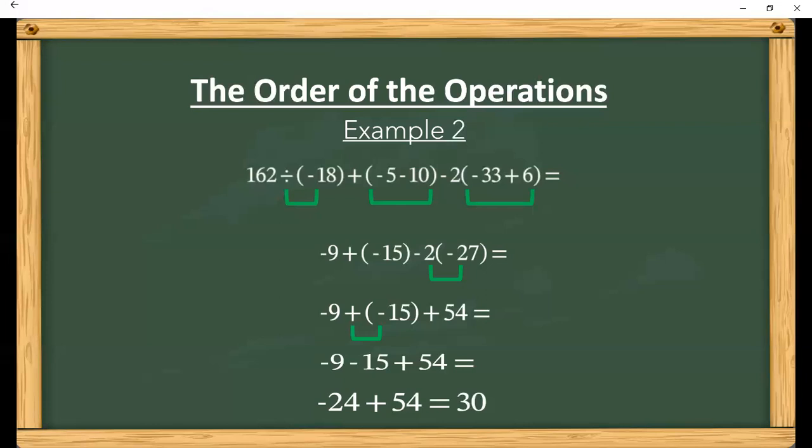Now, we have plus multiplied by minus here. So we get minus. In the next line, we have minus 9 minus 15 plus 54. So we end the operation by doing the subtraction and the addition, and we get finally 30.